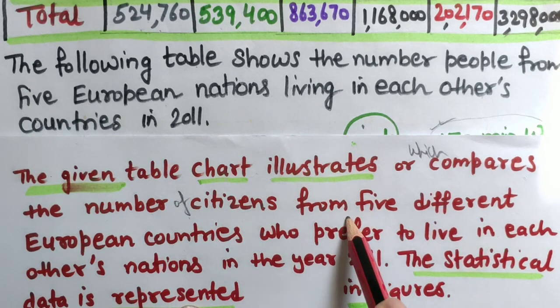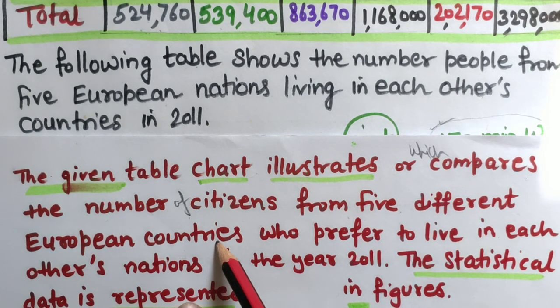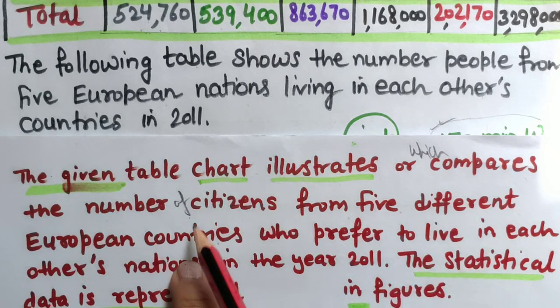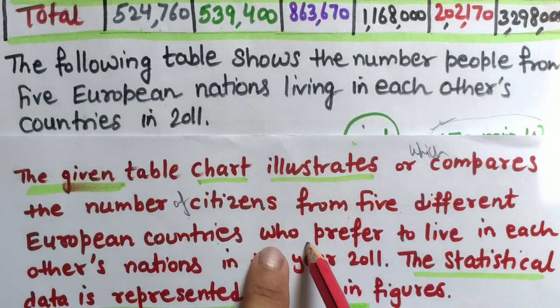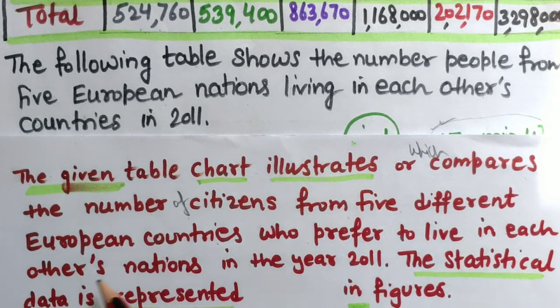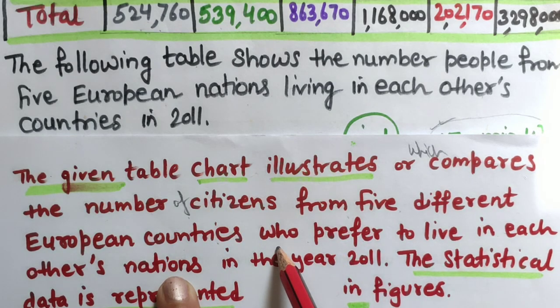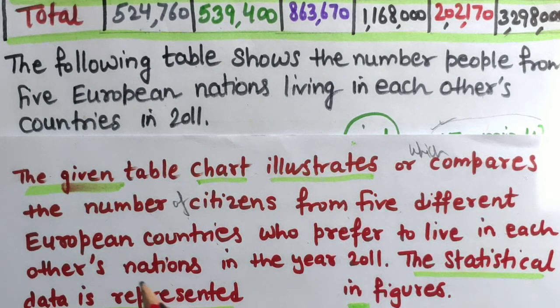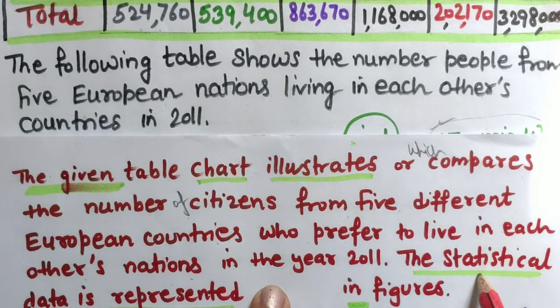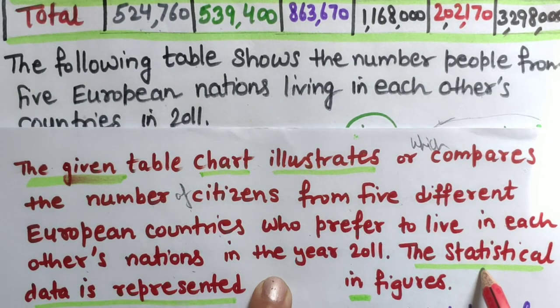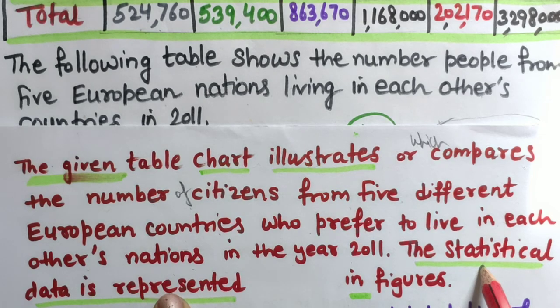The number of citizens from 5 different European countries. Instead of nations, I have converted it into countries, who prefer to live in each other nations. So we are talking about people, citizens. That's why I have written here who prefer to live in each other nations in the year 2011. This is also a particular line. So in every task 1 introduction, please just write it.